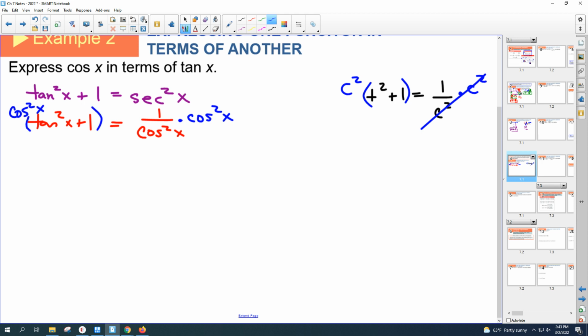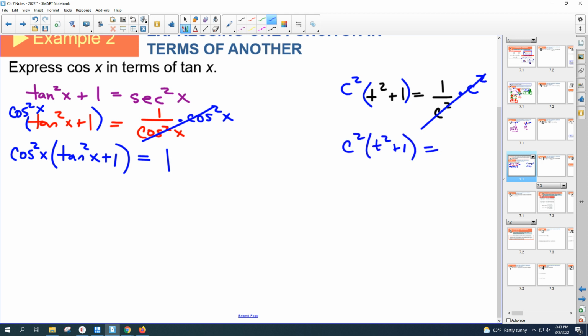It's just algebra. It doesn't have to be rocket science. It's just algebra. We're manipulating stuff. And so, really, I don't have much to do just yet. I just canceled that out, and that's going to equal 1. So I'm looking at c squared times t squared plus 1 equals 1, right there.